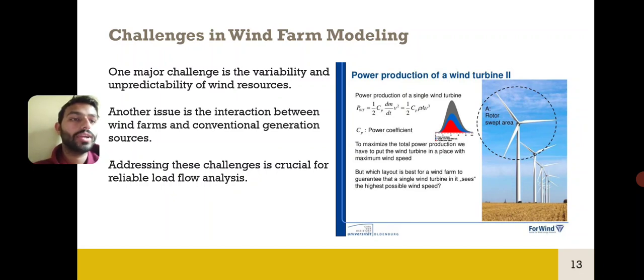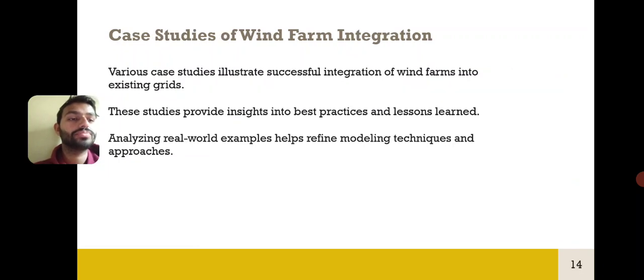Power production of a wind turbine is through a circle, which can form a single power production of a single wind turbine, which can be calculated with P_WT = 1/2 Cp dm/dt v^2 = 1/2 Cp ρ A v^3. Cp is nothing but the power coefficient.